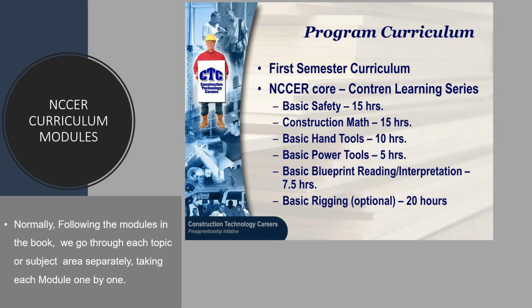Normally, following the modules in the book, we go through each topic or subject area separately, taking each module one by one. You do basic safety first, then construction math, hand tools, then power tools, then you do a module on basic blueprint reading and interpretation. But this is how we go through the book. Take one subject, one topic, cover it, then go to the next.